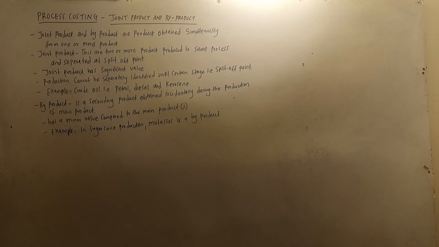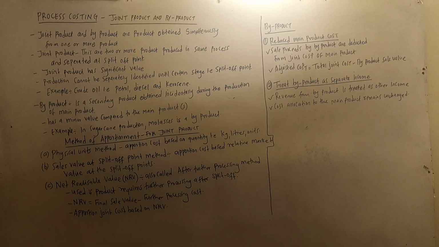Let us see methods of cost apportionment. We have three methods of apportioning the cost. So let us see some of those methods. We have methods of apportionment when it comes to joint product, and methods of apportionment when it comes to byproduct. For joint product, we have three methods.